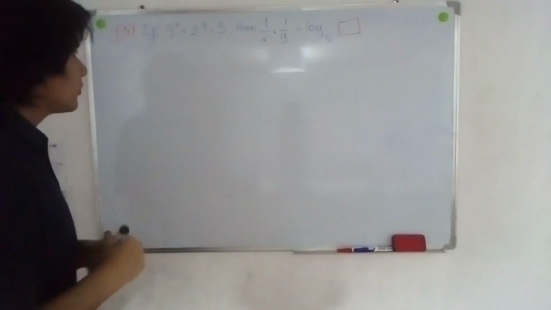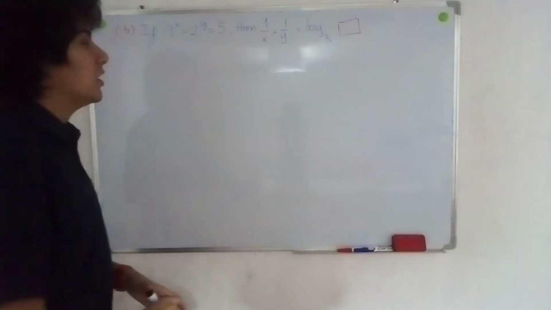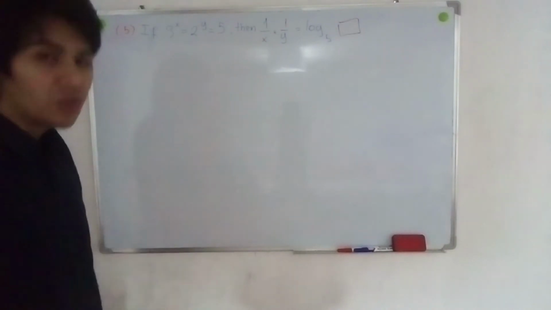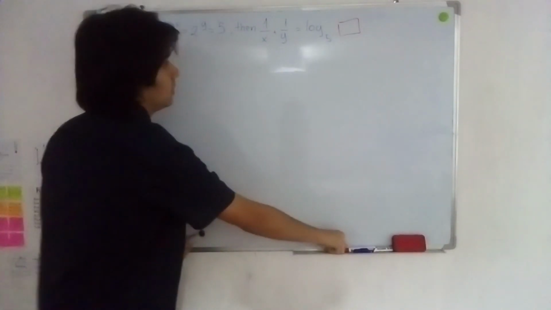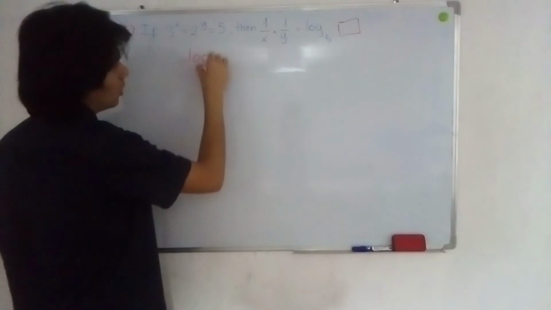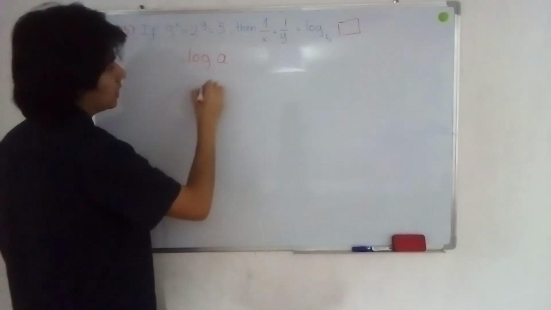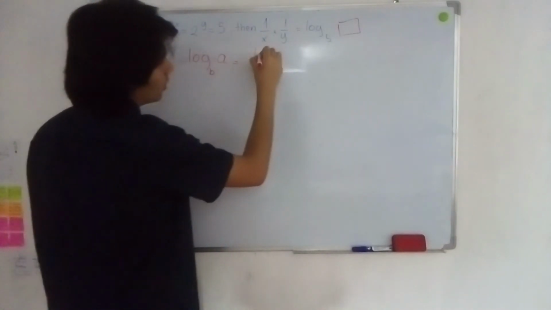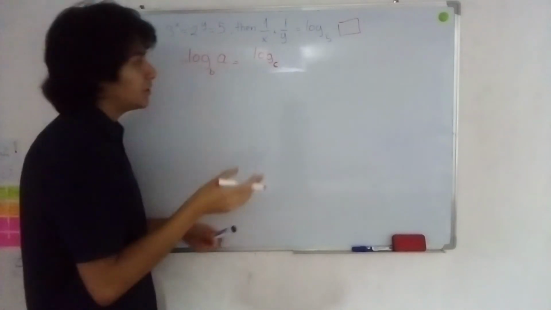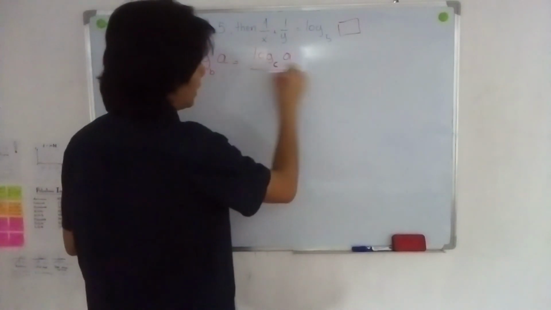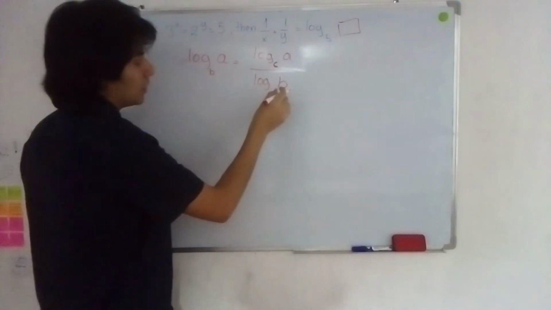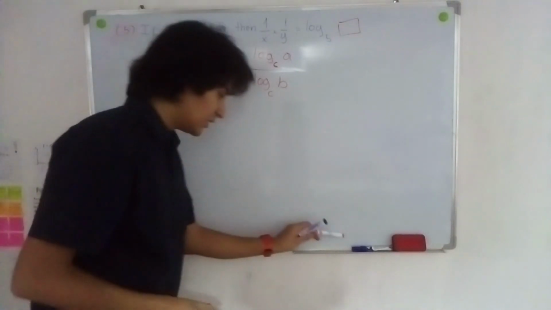So that is very easy, but we have to know the change of base formula. That is logarithm of a, for example, with base b is equal to logarithm with base c of a divided by logarithm with the same base c of b. Okay, that is simple.